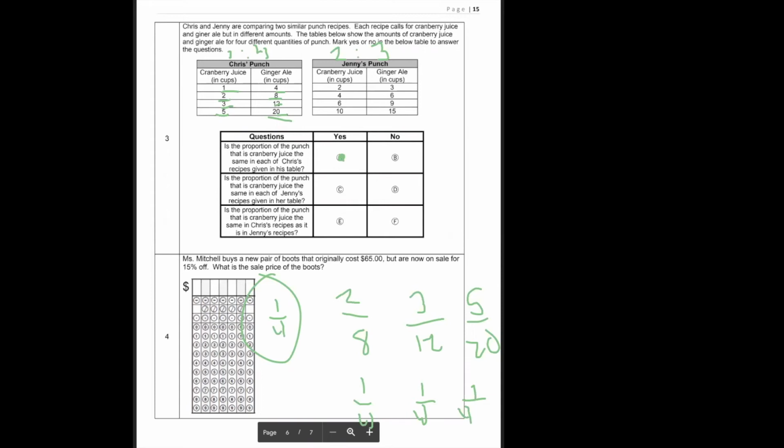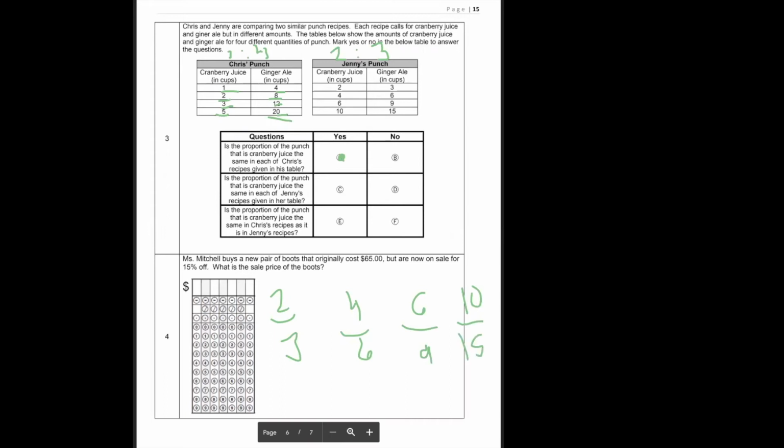So let's try it out for Jenny. And her question is the same question. It's just asking if it works for her. So we already figured out that for every 2 cups of cranberry juice, she's putting in 3 cups of ginger ale. So that's 2/3. Now we have to check the other ones. 4/6, 6/9, 10/15. Well, for this one, 2 goes into both, you get 2/3. Okay, so that one worked.